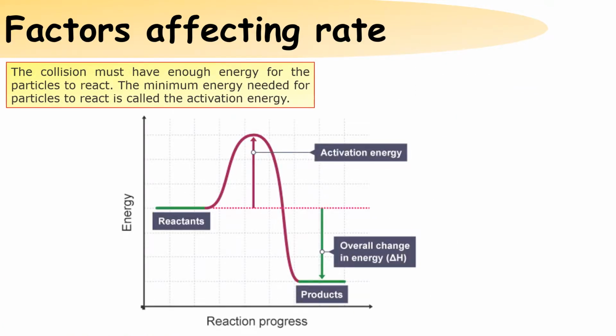This graph shows activation energy in a reaction. The energy level of the product is lower than the energy level of the reactant, so therefore heat or energy will be given out. However, to get the reaction going, we must start by putting some energy into it. The amount of energy that you need to put into a reaction to get it going is called its activation energy.